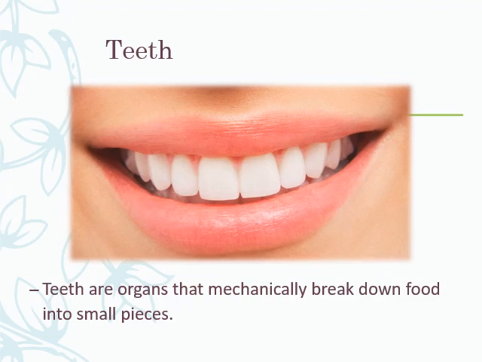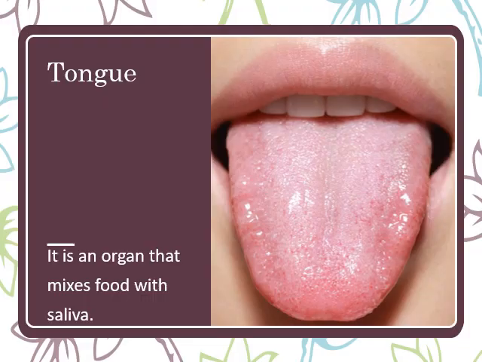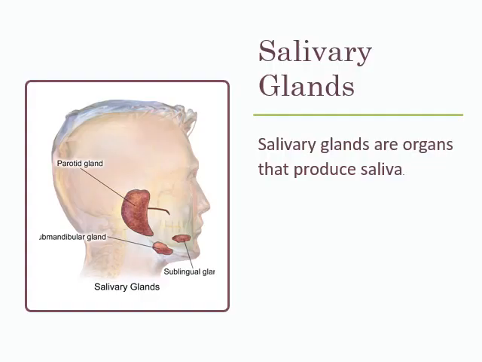Teeth are organs inside the mouth that mechanically break down food into small pieces. While the tongue is also located inside the mouth, and its function is to mix food with saliva and then push the food to go to the pharynx. The next organ is the salivary glands. Humans have 3 paired major salivary glands. They are parotid, submandibular, and sublingual, as well as hundreds of minor salivary glands.